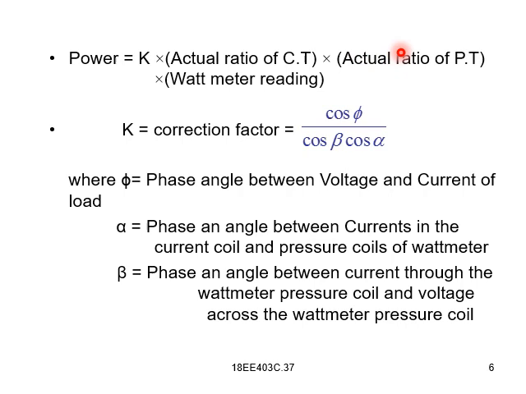So these are directly obtained from the meters, and K is equal to the correction factor, that is given by cos phi by cos beta into cos alpha, whereas phi is, we all know, the phase angle between voltage and current of the load, and alpha is equal to the phase angle between currents in the current coil and pressure coil of the wattmeter, and beta is equal to the phase angle between current through the wattmeter pressure coil and voltage across the wattmeter pressure coil. That means the angle between current and voltage of the wattmeter pressure coil.